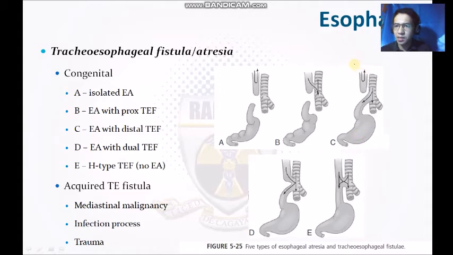The milk again would pass through the proximal esophagus. Then the proximal and distal esophagus are not connected. Okay? So that means the milk still cannot flow.